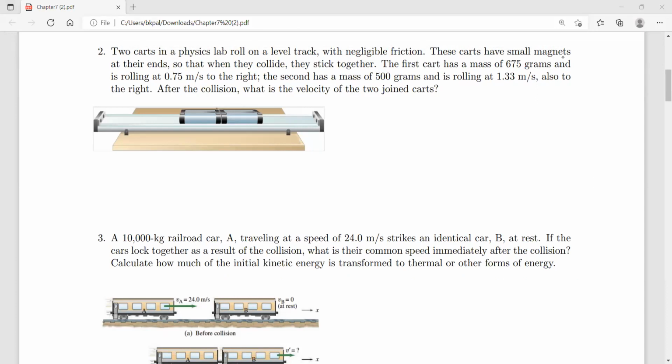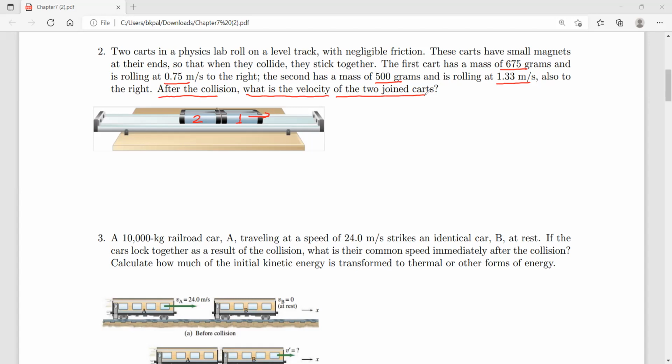Here we have two carts. We know the mass of, let me call it cart 1, and let me call this cart 2. It says that cart 1, whose mass is this one, is moving at this speed to the right, so initially it was going in this direction. The mass of cart 2 is this one, and it is also moving to the right, at 1.33 meters per second. After the collision, what is the velocity of the two joined carts? That means after the collision, they stick together.